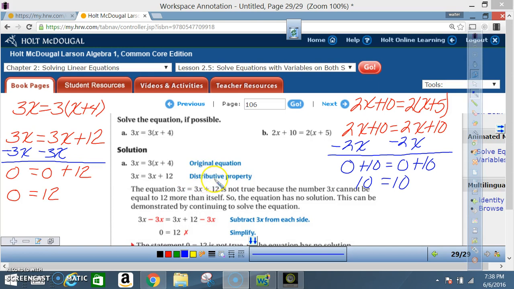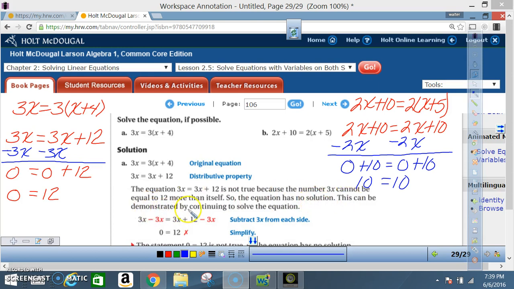Next, you're going to apply the distributive property. When applying the distributive property, we come out with 3 times x, that's equal to 3x, and 3 times 4, that's 12. So now we have 3x is equal to 3x plus 12. The equation 3x is equal to 3x plus 12 is not true because the number 3x cannot be equal to 12 more than itself. So the equation has no solution.